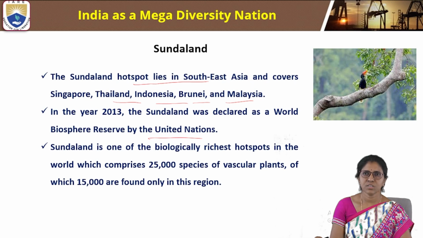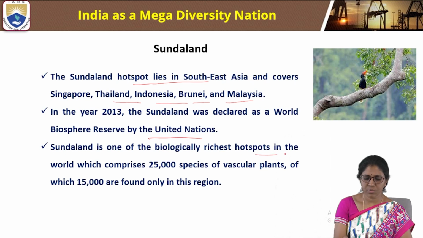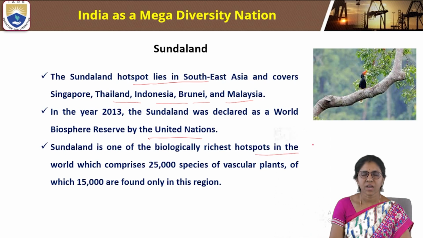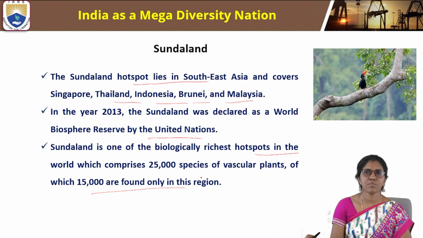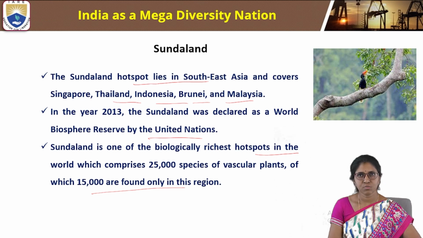Sundarland is one of the biologically richest hotspots in the world, which comprises 25,000 species of vascular plants, of which 15,000 are found in this region. So this is about Sundarland.